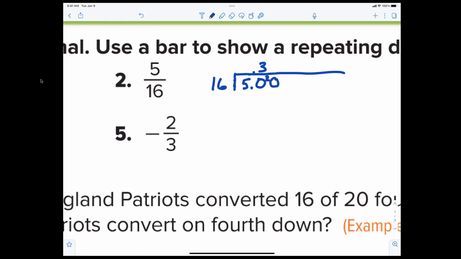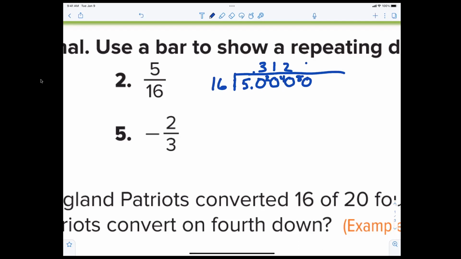How many times does 16 go into 20? 1. How many left over? 4. Good job. 16 goes into 40. Yes, 2 times. 2 times 10? 2 times 6? 20 plus 12? So how much is left? 32 from 40. 8, right. So now 16 goes into 80.